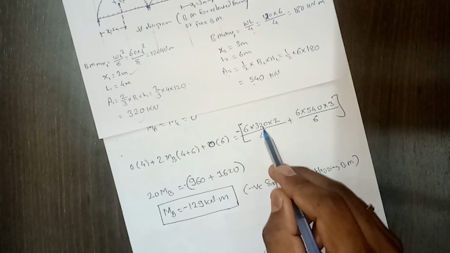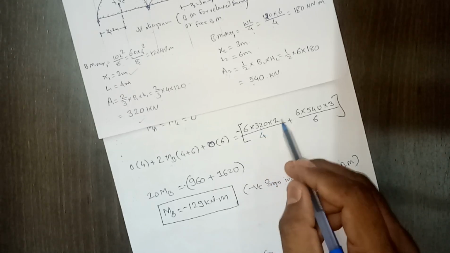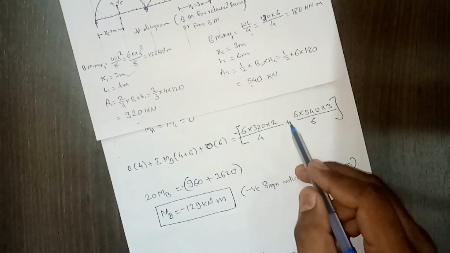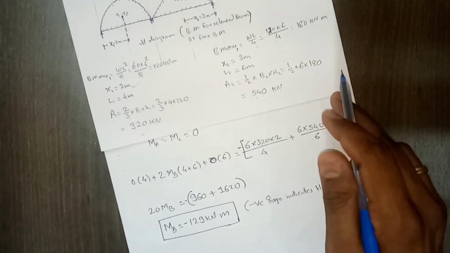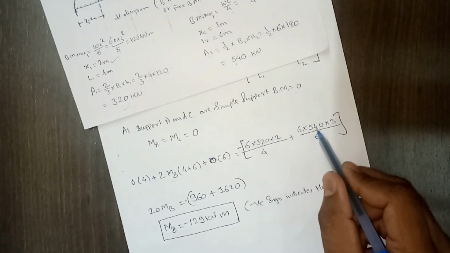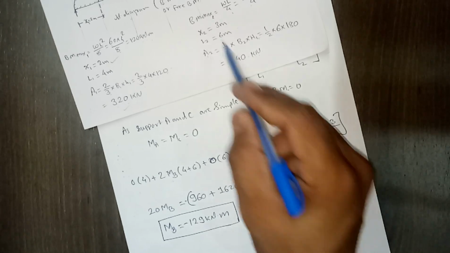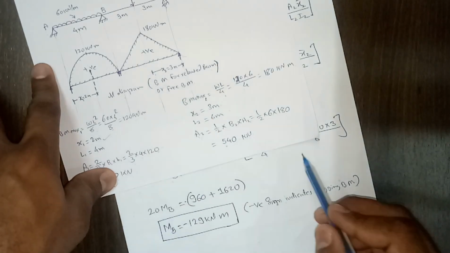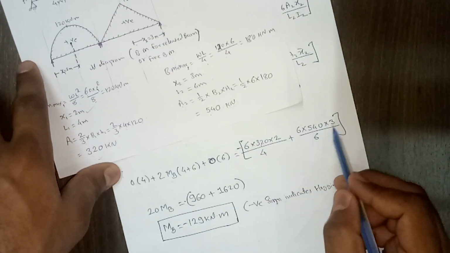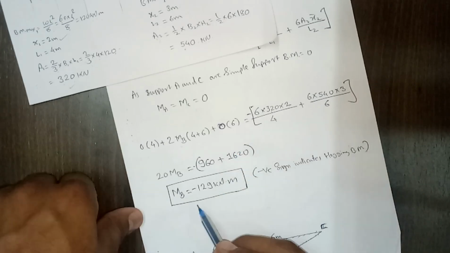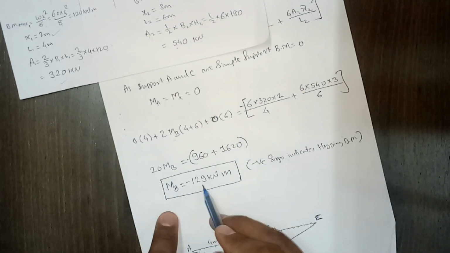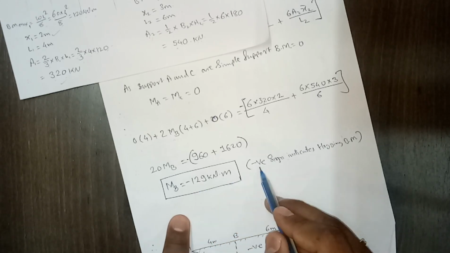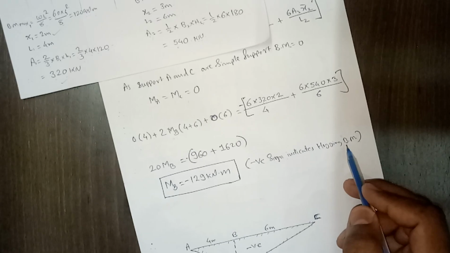So like 320 x2 x1, it is 2 meter, which is from the left-hand support, so it is 2 meter, and plus 6 into A2, which is the area of the second bending moment diagram. So the second bending moment diagram, area of this triangle, which is like 540 multiplied by 3 by 6. So if you calculate, then easily you can calculate the bending moment at point C, which is like minus 129 kilonewton meter. Negative sign indicates that it must be a hogging moment.